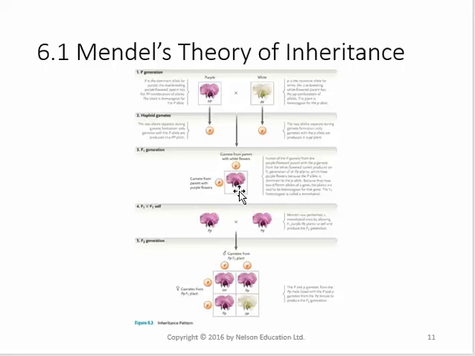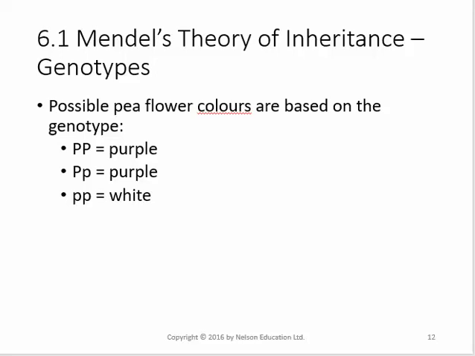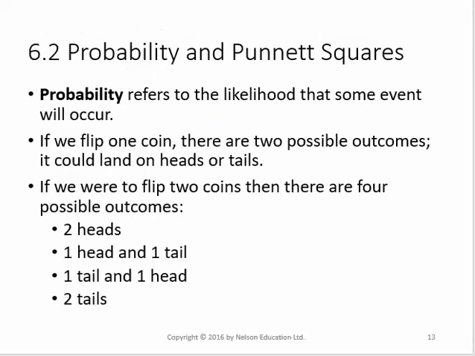You cross two heterozygous, so large P, small p, large P, small p, and what you end up with is one large P, large P, purple, one large P, small p, purple, one small p, large P, purple, and one small p, small p, and so a white flower. So the genotypes are PP, purple, large P, small p, purple, small p, white. So now this is not an exact thing, it's probability.